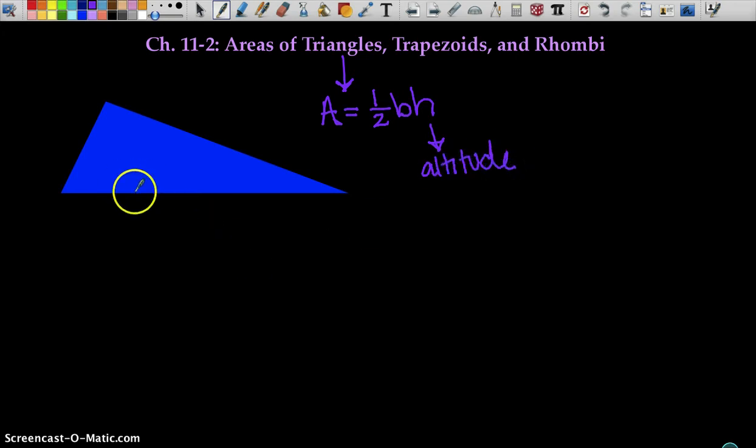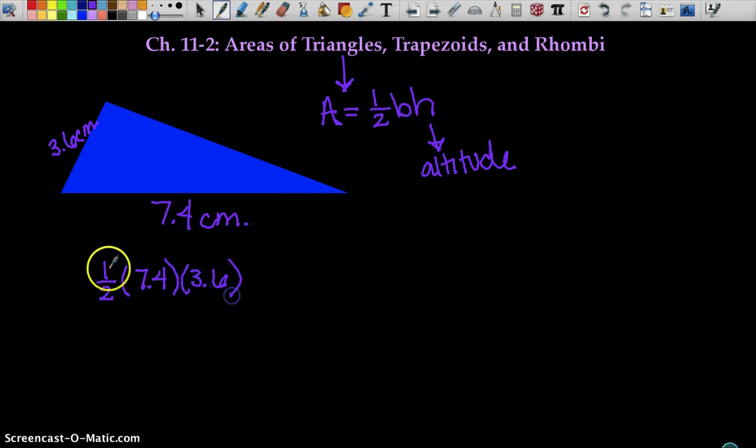Okay, now this is really easy to get tricked with because some people will see that this down here is 7.4 centimeters, let's say, and then this one over here is 3.6 centimeters. And they'll think, oh, well then it's just 1/2 times the base, 7.4, times the height, 3.6. No, no, no. Don't do that. Alright? We're talking about the height of the figure.